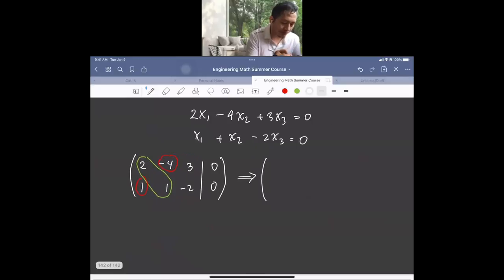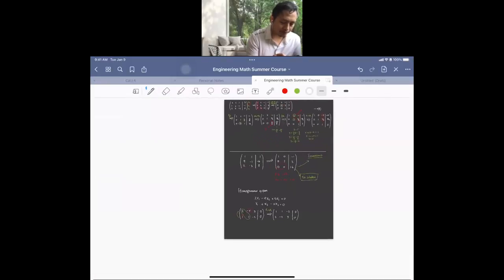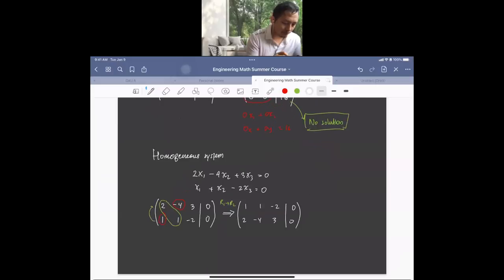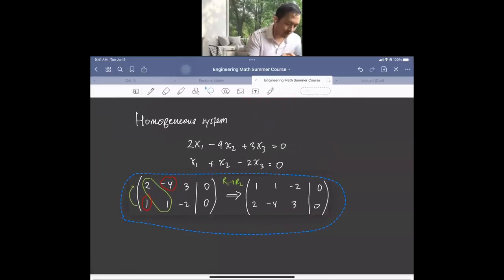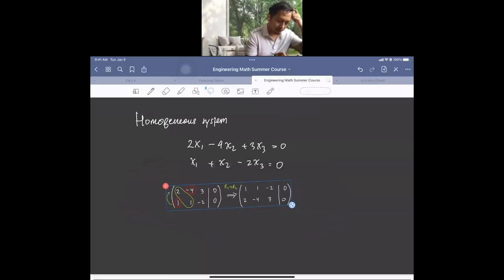Okay, now let's try to solve this. I think we can take this one going up, right? So we can just change the row. So 1, 1, negative 2, 0, and then 2, negative 4, 3, 0. I think I made it too big, so I will make it smaller.